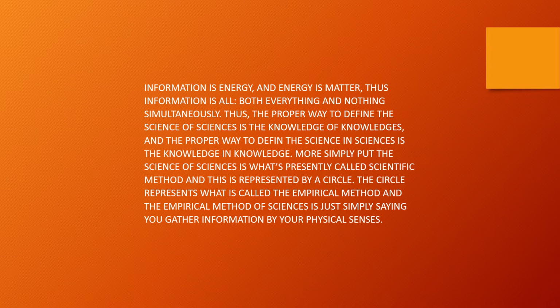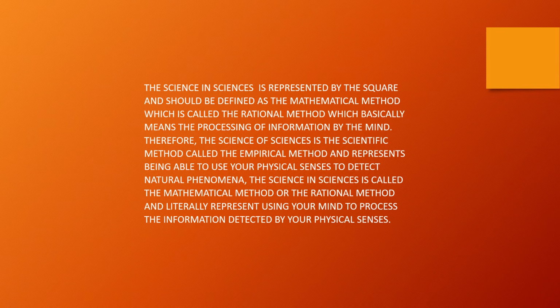So we're going to go to the next slide. The science in sciences is represented by the square and should be defined as the mathematical method, which is called the rational method, which basically means the processing of information by the mind. Therefore, the science of sciences is the scientific method, called the empirical method, and represents being able to use your physical senses to detect natural phenomena or information. The science in sciences is called the mathematical method or the rational method, and literally represents using your mind to process the information detected by your physical senses. So as I explained before, with the square and the circle, right?